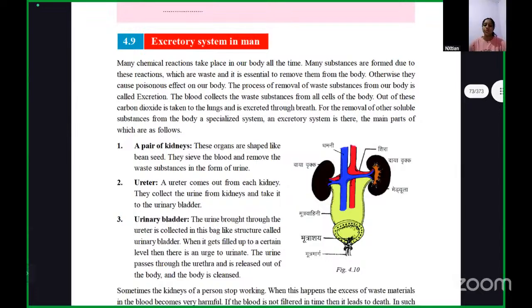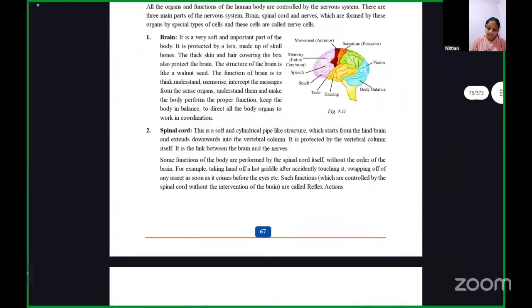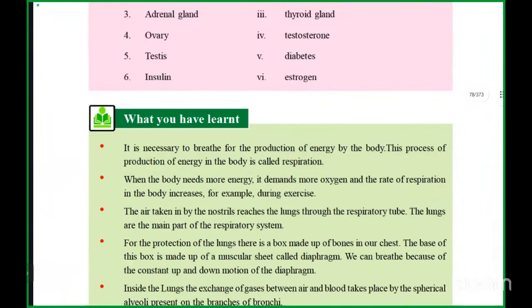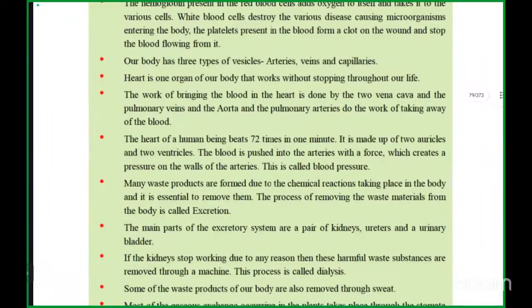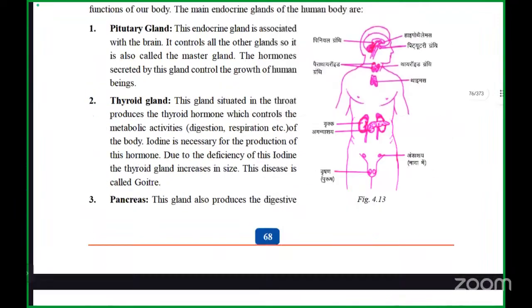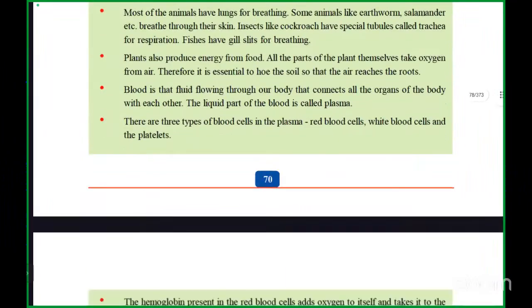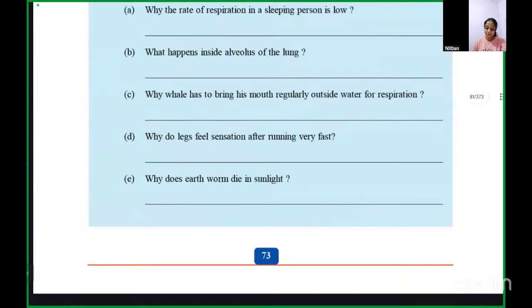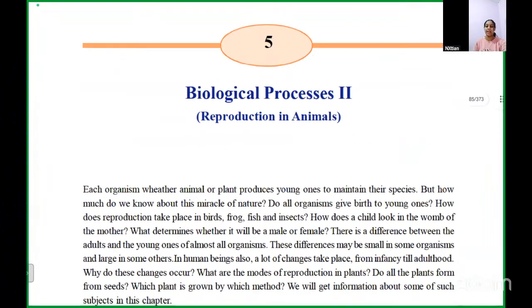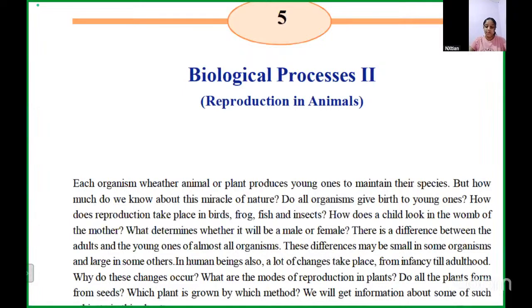Okay. So what were we doing? We started coordination, and we then finished the endocrine system. We did nervous system, we did endocrine system, and then we finished with the lesson. Today, we will start with a new chapter, chapter 5, okay? That is biological processes to reproduction in animals, okay? Shriyan and Anna, can you turn on your videos, please?